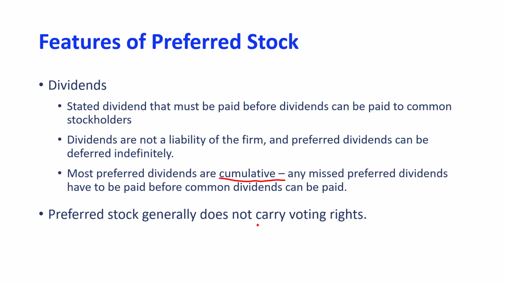And keep in mind that these preferred stock owners, because they're promised to receive dividends, have to give up something. And usually what they give up is the voting rights.